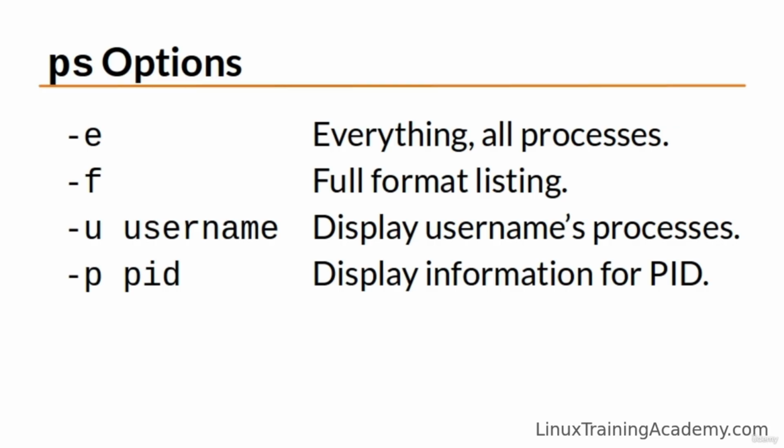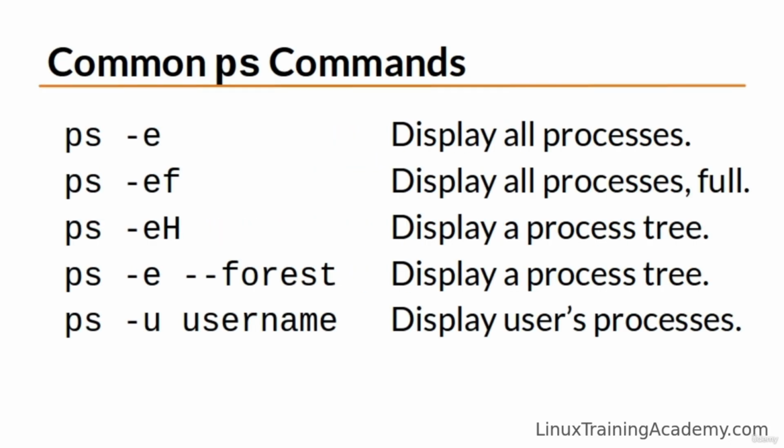And to display more information about a specific process, use its PID, or process identification number: ps -p PID. Here are some common ps commands that you could use. ps -e to display all the processes. ps -ef to give you a full listing of all the processes.